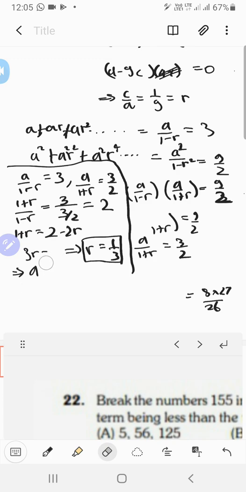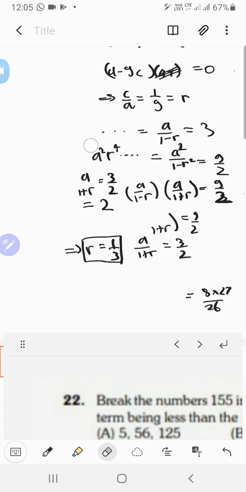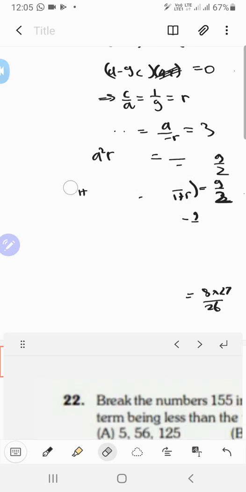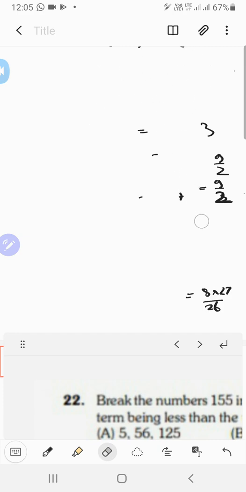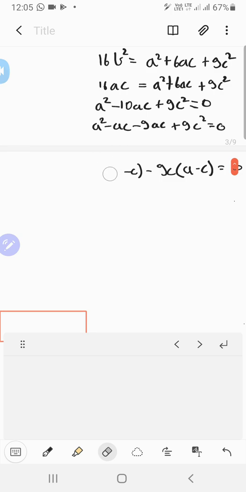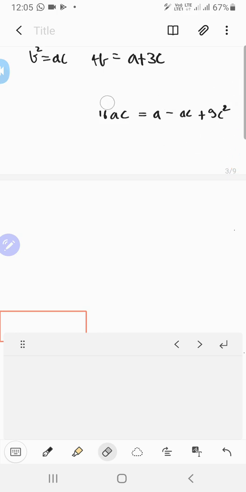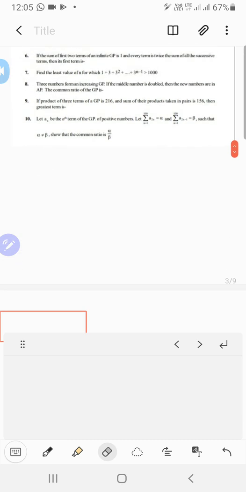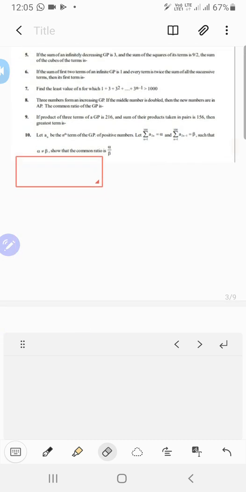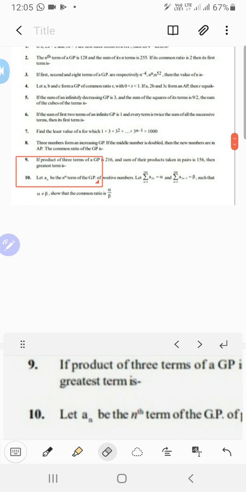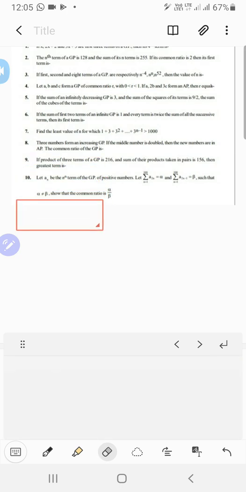Just erase everything now. Erase it. Okay, let's go to the next question. But before that, let's erase this. Okay, so the next question is, we did the 5th one. Let's move on to the 6th one.